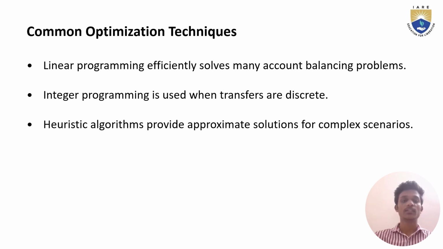Common optimization techniques. There are three common optimization techniques: linear programming, integer programming, and heuristic algorithms. Linear programming efficiently solves many account balancing problems. Integer programming is used to transfer. Heuristic algorithms provide approximate solutions for complex scenarios.